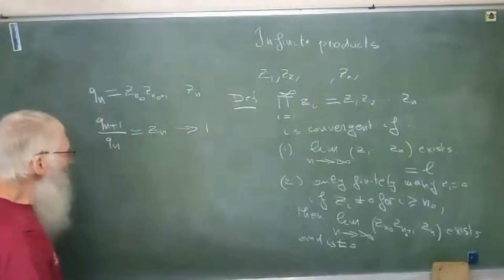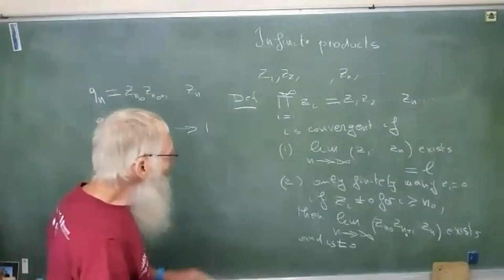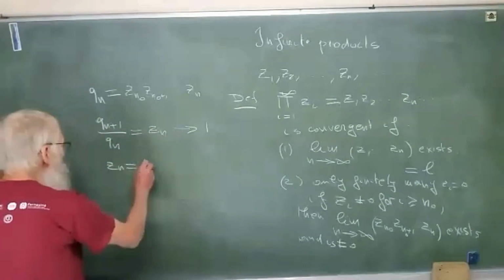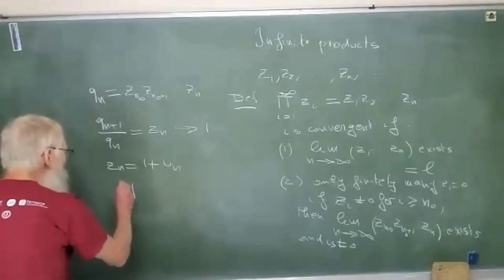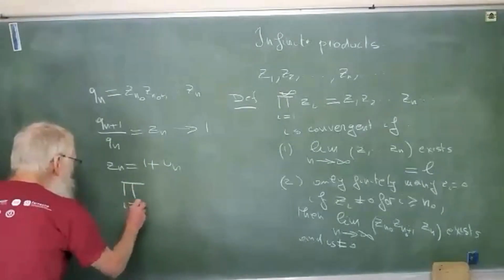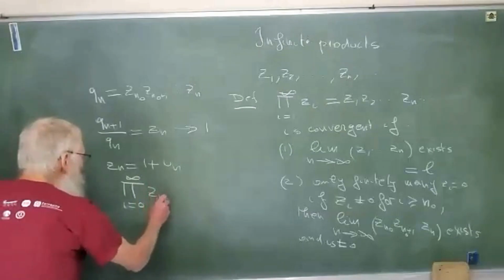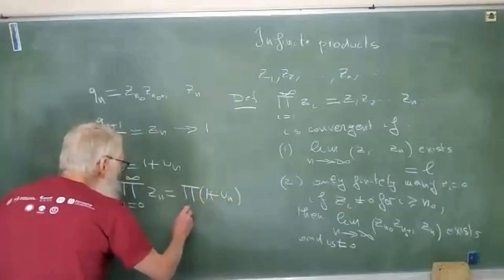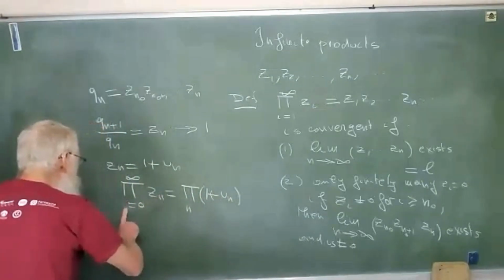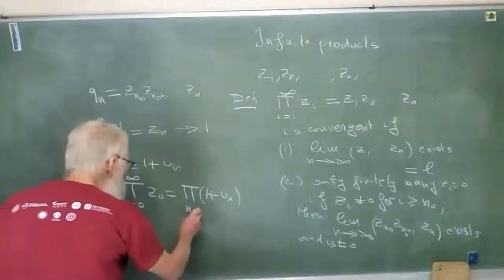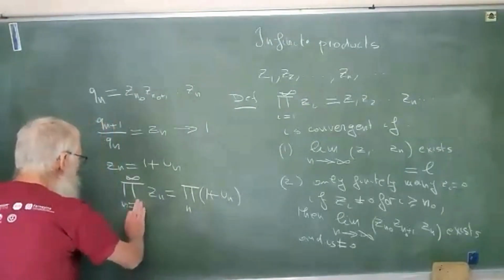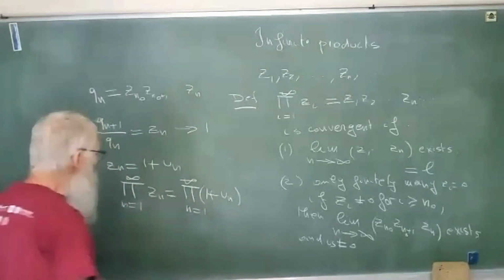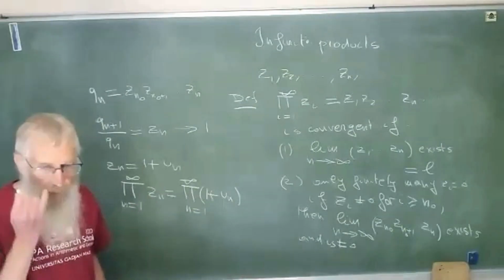We come back to this condition. So this is why for the infinite product, we will often write Zn equal 1 plus un, and we will consider the product for i equal 0 to infinity of Zn. We will write it as the product of 1 plus un. Okay, so I should choose the letter. It is not 0, but it is 1. So instead of Zn, we write 1 plus un.